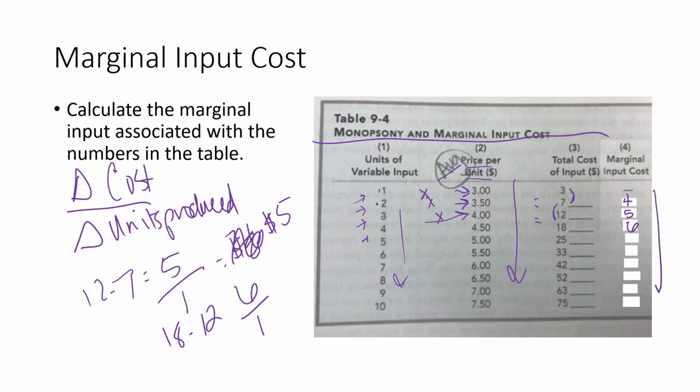So you can see again, our marginal cost is increasing. So go ahead and calculate the rest of those marginal input costs out. And yeah, you're going to see an increase because the more that this monopsony demands, the more that's demanded, the higher the price is going to go. Because again, they're the only buyer in the market.